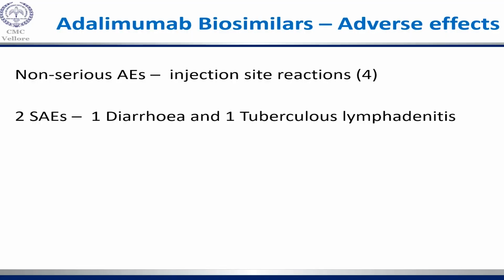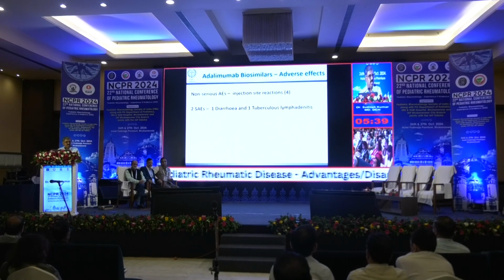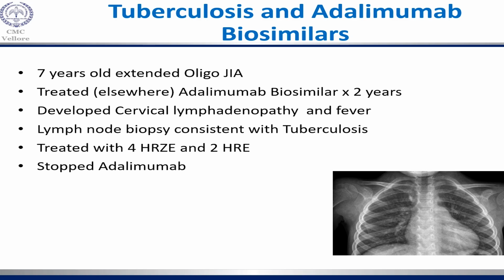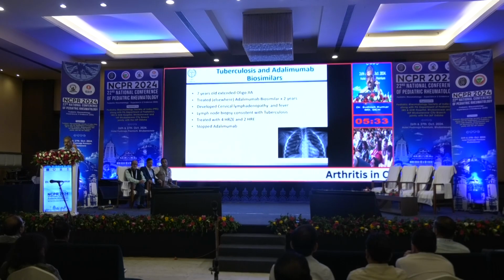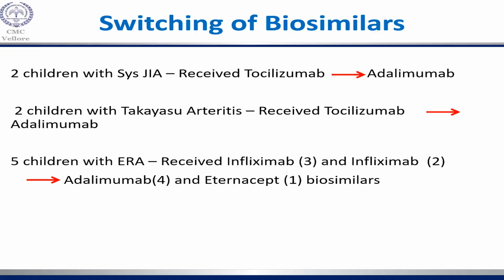Adverse effects-wise, not major. A few children developed injection site adverse reactions, one diarrhea, and one tuberculous lymphadenitis. This child, again with adalimumab, developed a cervical lymph node, and biopsy showed cervical lymph TB. We stopped adalimumab. And switching of biosimilars, as I said, can you switch from one to another?